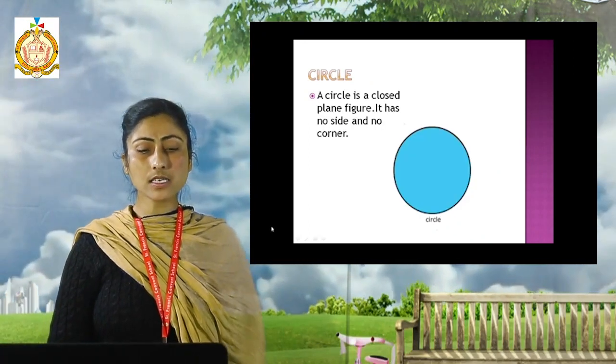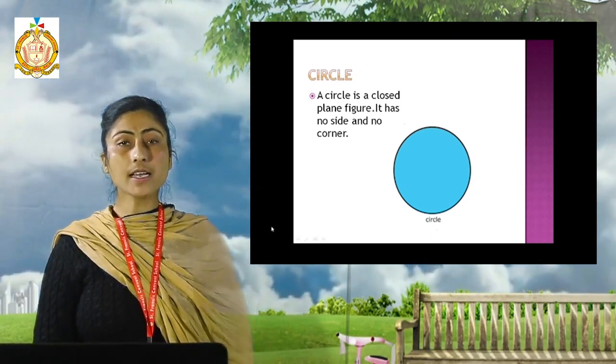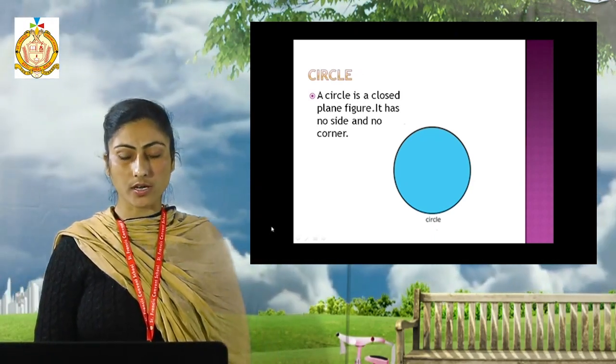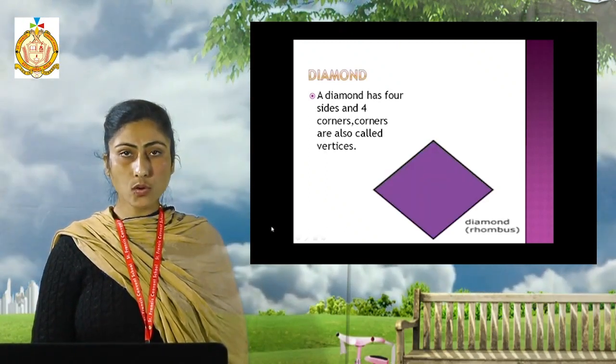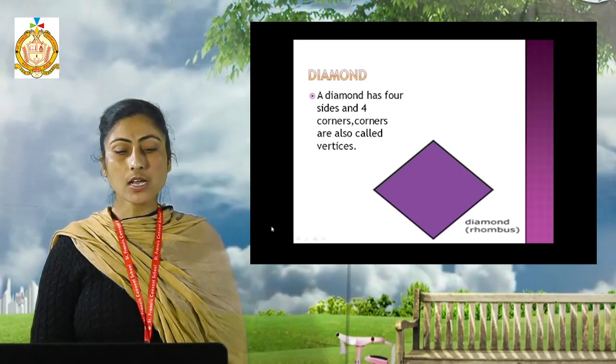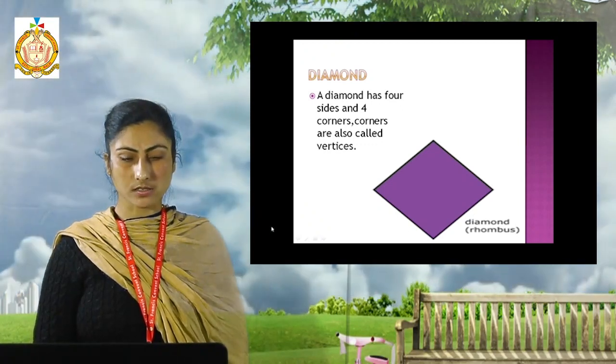Next is circle. A circle is a closed plane figure. It has no side and no corner. Next is diamond. A diamond has 4 sides and 4 corners. Corners are also called vertices.